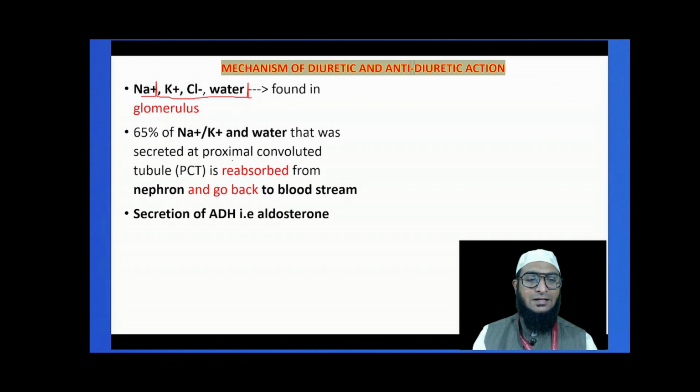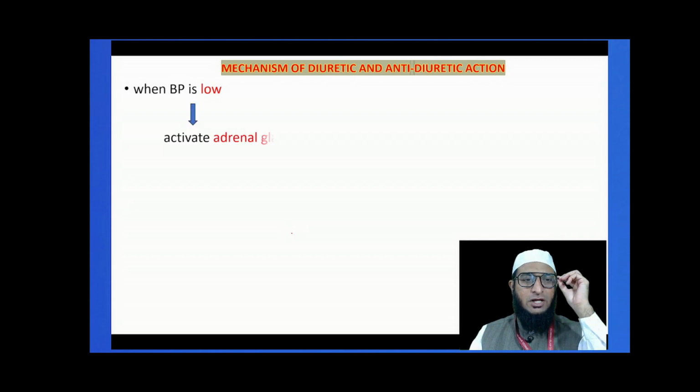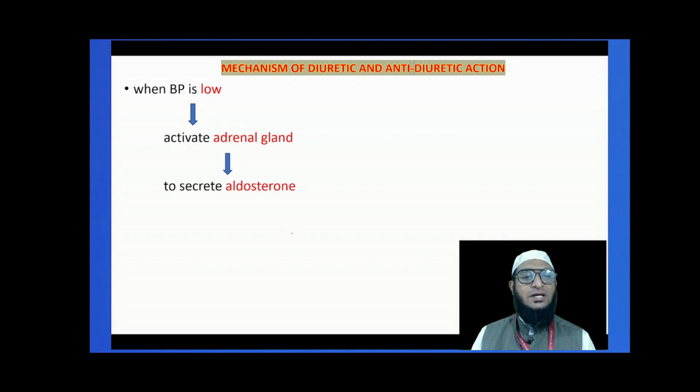Okay. And here, there is also secretion of a hormone, aldosterone. It is also called anti-diuretic hormone because it controls urinary output. Whenever there is excess urine, there is a natural process by which ADH is released and it controls the urinary output. So whenever there is low blood pressure, remember that it activates the adrenal glands to secrete aldosterone.